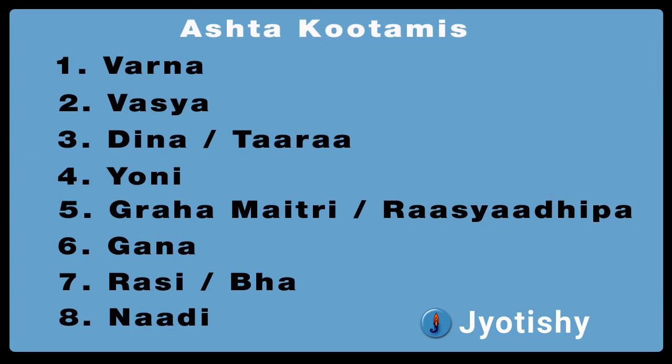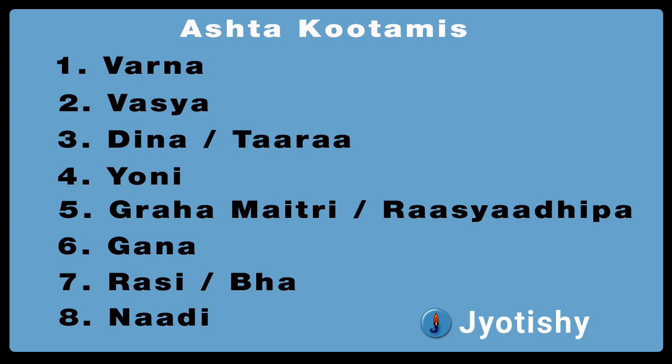In this video, I want to talk about the first of the Ashta Kootas, that is called Varna Koota. For the purpose of checking the suitability of a girl and a boy for marriage, basically Ashta Kootas or 8 Kootas are used. This is the same in Telugu speaking land and I think even North India. Here in this slide you can see the names of all the 8 Ashta Kootas.